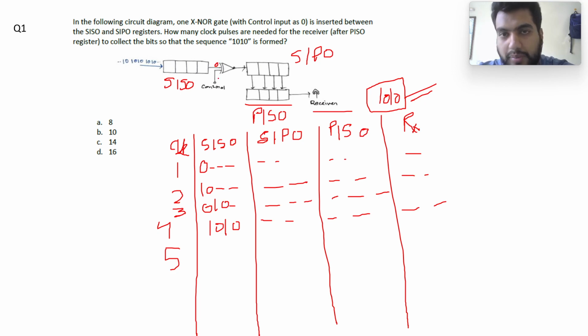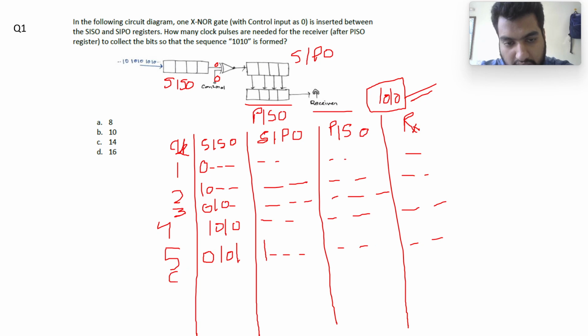And also the control bit is 0. So this is an XNOR gate, and when both the inputs are the same, we know that the output of the XNOR gate is high, so that is 1. So we'll just write 1, and this is shifted here, and 0 will come here, so it will be 1 0 1, and this will be like this only.